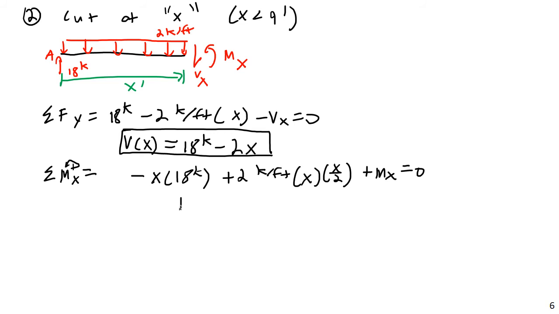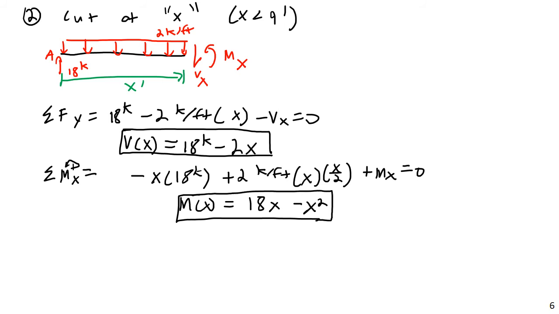And if you solve for M of x, you will get that this is equal to 18x minus x squared. So any questions on how I got that? Why is it negative x? If you have point x here and you sum moments about that point, this 18 kip force is going to generate a clockwise rotation. The distributed load will generate a counterclockwise one. Clockwise negative, counterclockwise positive.